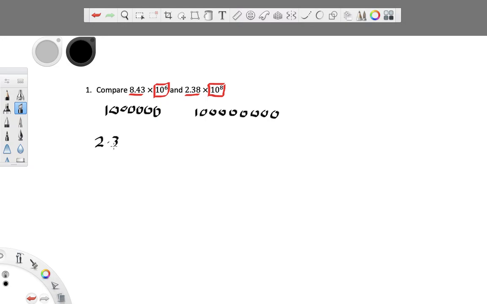So what we would say here is that 2.38 times 10 to the 8 is larger. So use the correct symbol, larger than 8.43 times 10 to the 6.